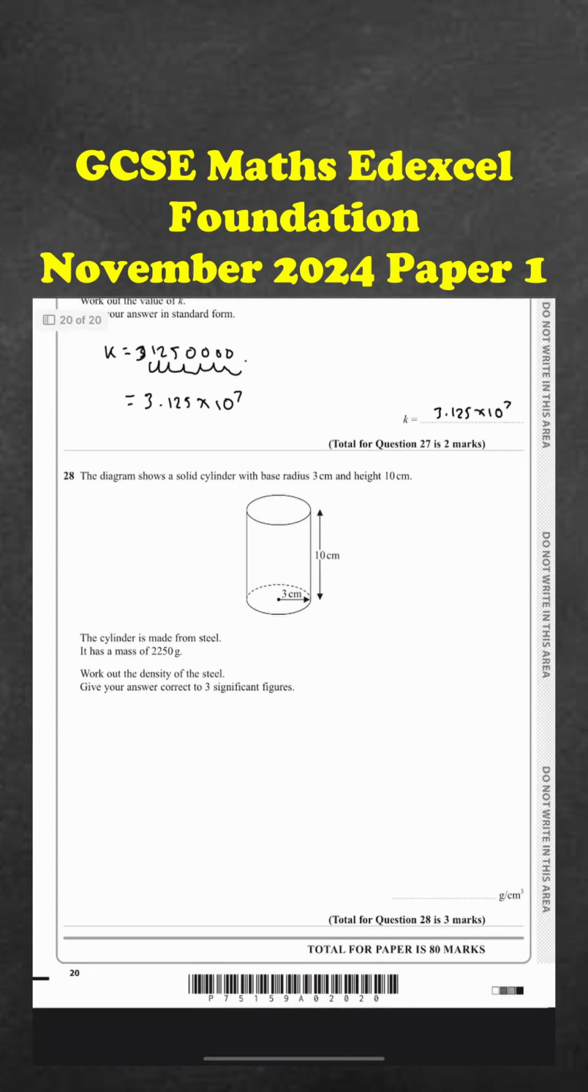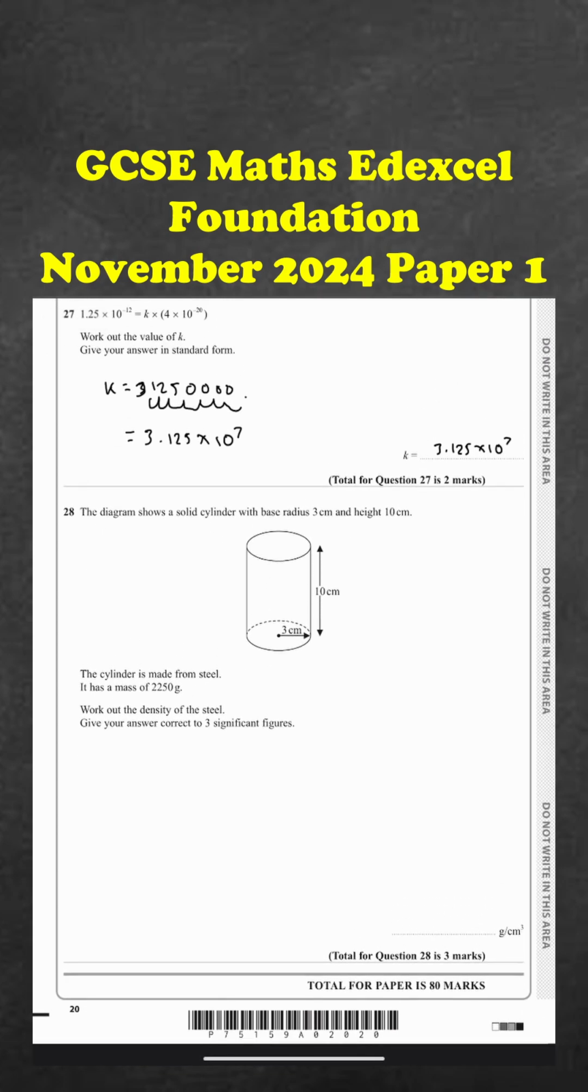And the final question, number 28. The diagram shows a solid cylinder with base radius 3 centimeters and height 10 centimeters. The cylinder is made from steel. It has a mass of 2250 grams. Work out the density of the steel. Give your answer correct to 3 significant figures.